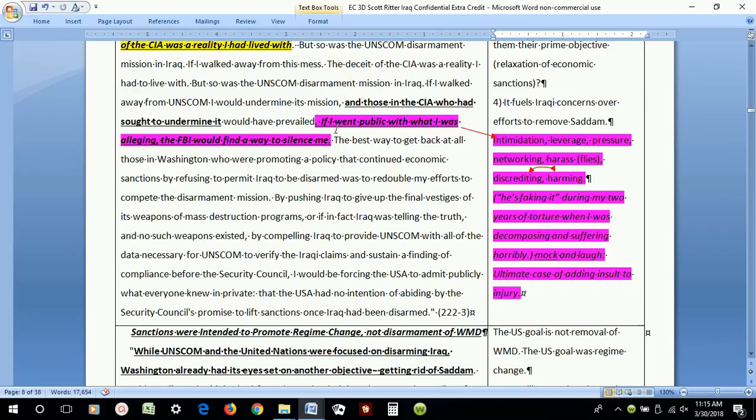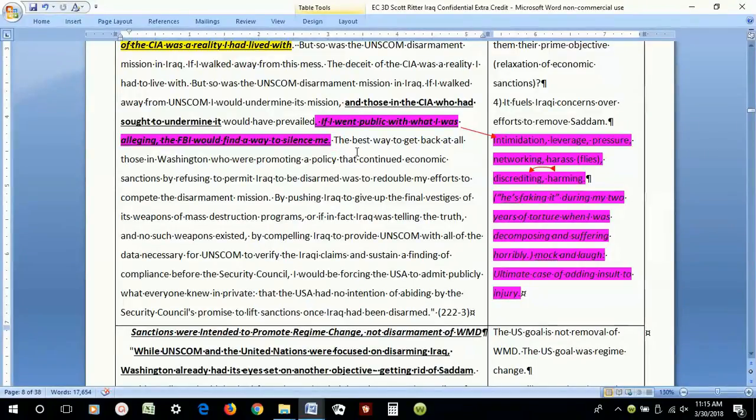And he says this. Ritter says: if I went public with what I was alleging, the FBI would find a way to silence me. Well, they could do that. They can lean on you quite a bit. But from what I've seen, from my experience, what do they do first? First thing they try is intimidation. They try to spook you, to play head games. I got tons of this. And then they start using leverage. They threaten you. Intimidation, they threaten your life.